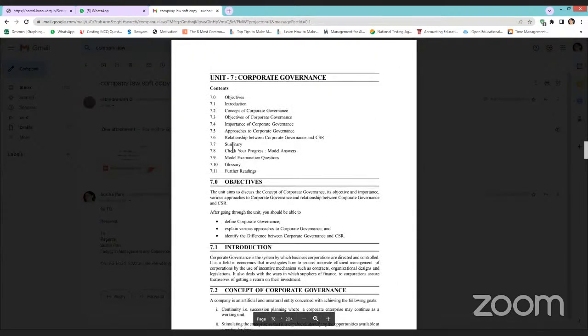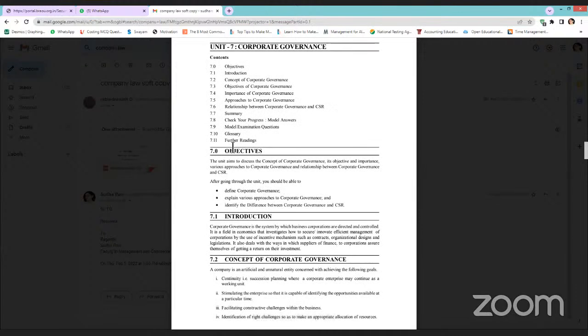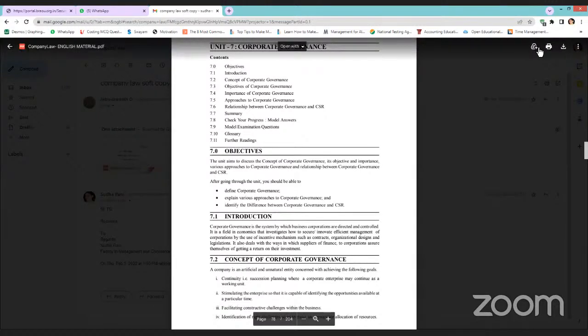So today we are going to discuss corporate governance. What does corporate governance actually mean? Generally, corporate governance is a system where a business entity is directed and controlled. Okay, it's a system where a business entity is directed and controlled.